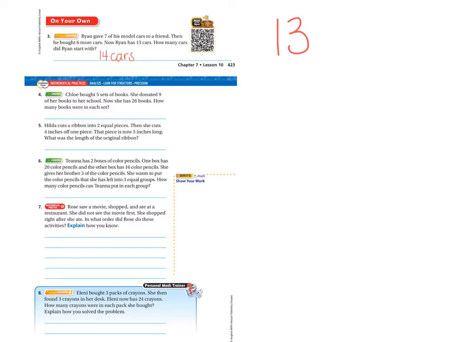Now, typically we would add, if we are buying something, we're adding cars to our collection. But this time, because we're working backwards, we want to figure out how many cars Ryan had before he bought them. So we want to take those 6 cars away. If we're taking away 6 cars, we want to subtract the 6 to get 7 cars. Remember that when we are working backwards, you want to do the opposite operation. If you're buying, normally we would add, but if we're working backwards, we're going to subtract.